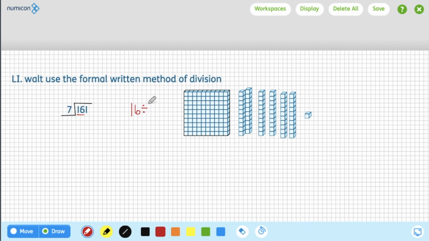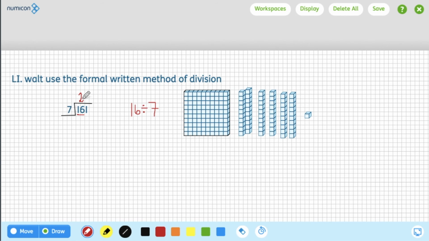And I can work out that I can fit 2 7s into 16 because 2 times 7 is 14, but 3 times 7 is 21, so that's too high. So I'm going to put a 2 over my tens column because I'm working in the tens columns just now. And then I'm going to work out how many I've used up already and what I have left over.